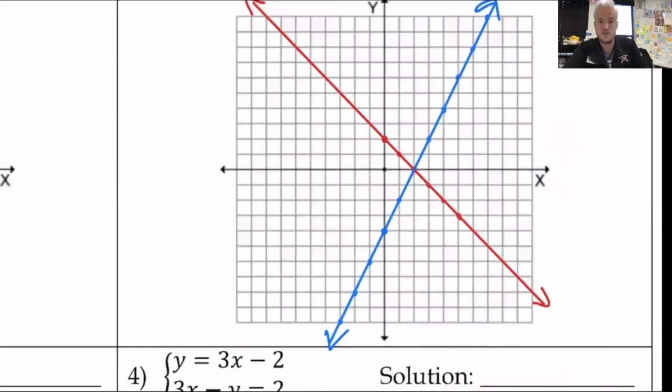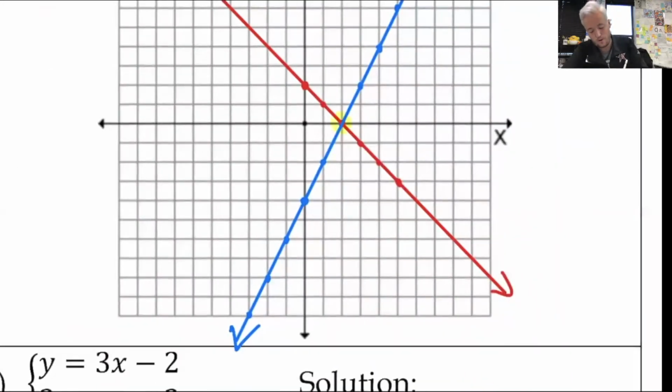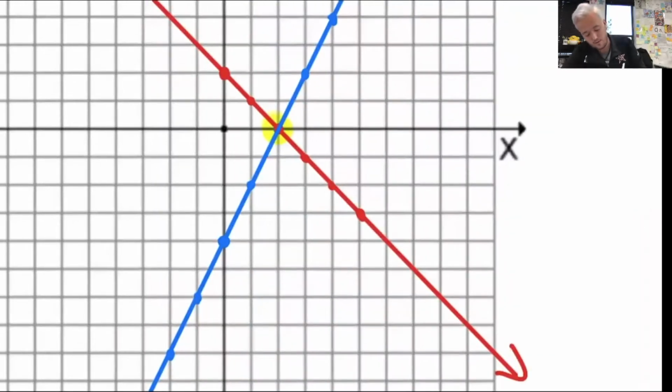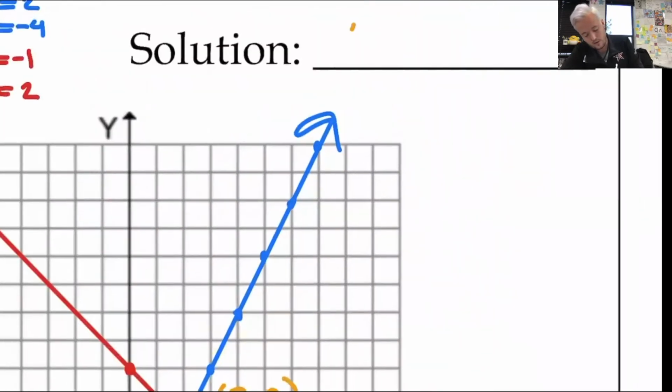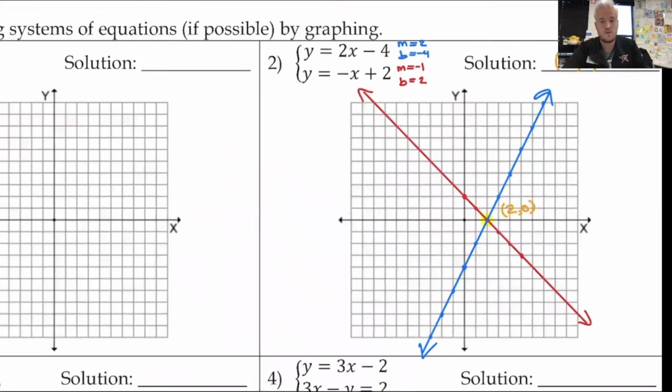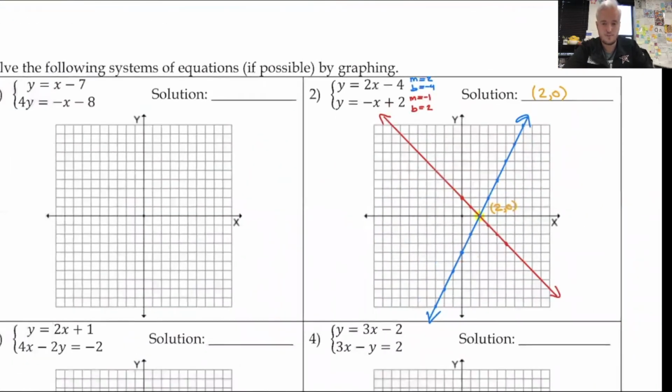All right, so as mentioned before, we're really interested in where they intersect, where they cross. So that coordinate right here, where they cross, that is (2, 0). So that is my solution. All right, so now let's jump back over to number 1.